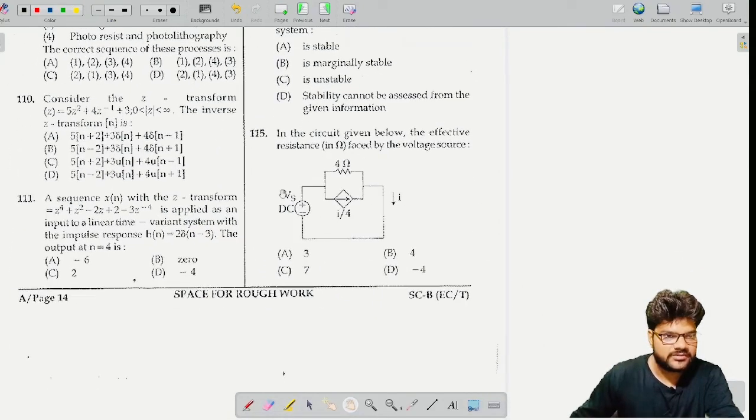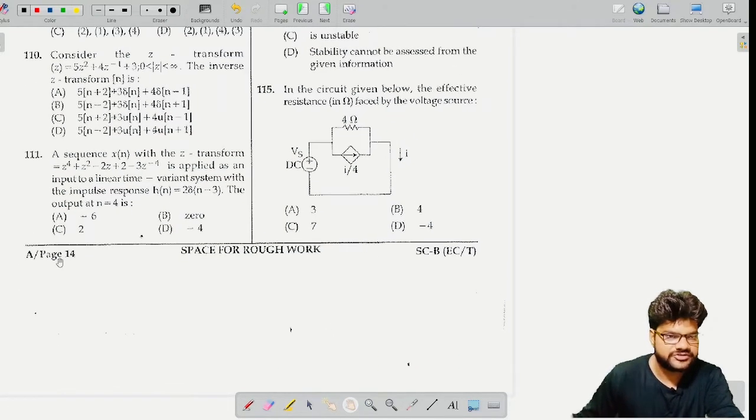Let's go to question number 110. Consider the Z transform we are given, and we are asked for the inverse Z transform. So it's simple, right? The Z transform we are given is 5z squared plus 4z inverse plus 3, right? We know delta n, this is question number 110. We know the Z transform of delta n is 1.